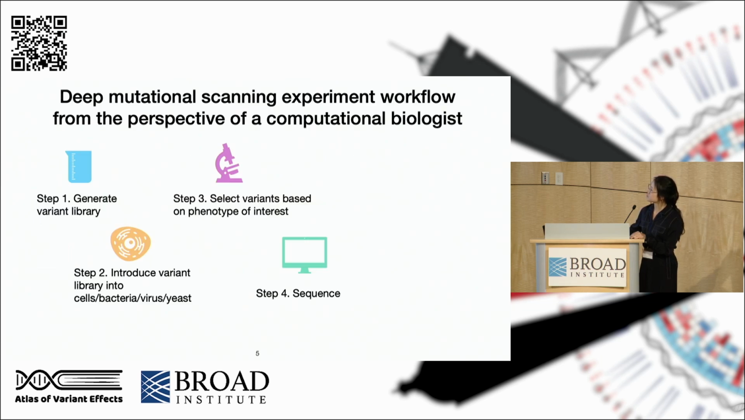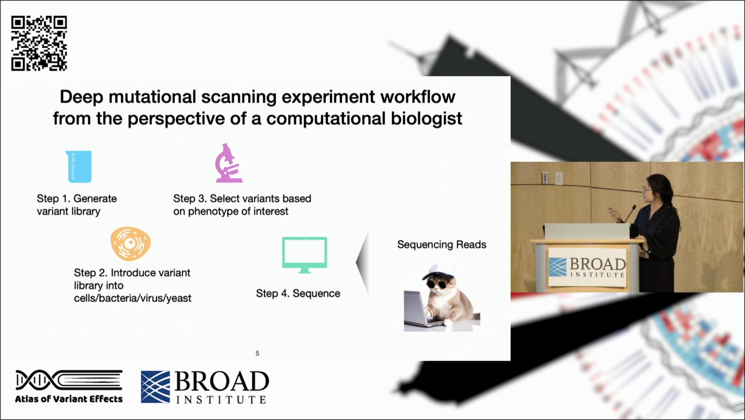Even though your deep mutational scanning might be really complicated, from the perspective of a computational biologist, it only has 4 steps. Step 1 is to generate the variant library. I don't know how you generate the library, but you generate some library. Step 2, you introduce your variant library into the host, whether it's cells, bacteria, virus, or yeast. Then you do some selection based on the phenotype of interest. Finally, you do the sequencing, and then you send your FASTQ files to us, and we analyze the sequencing reads.